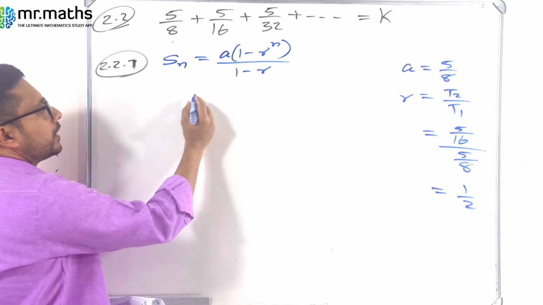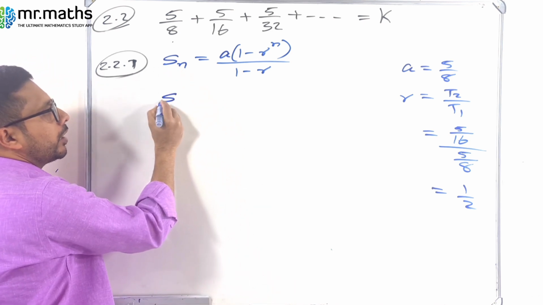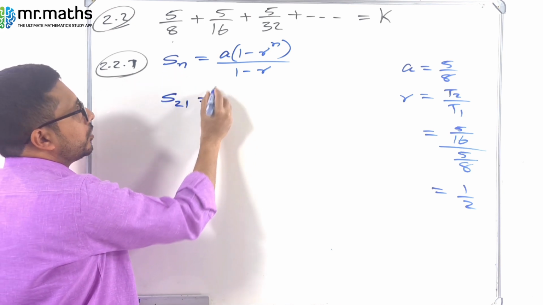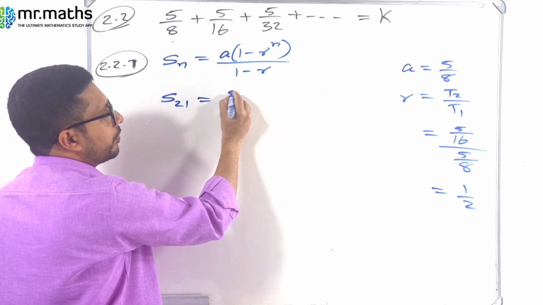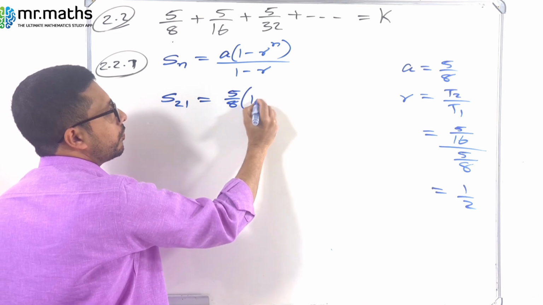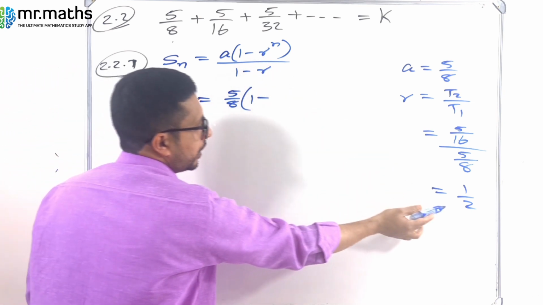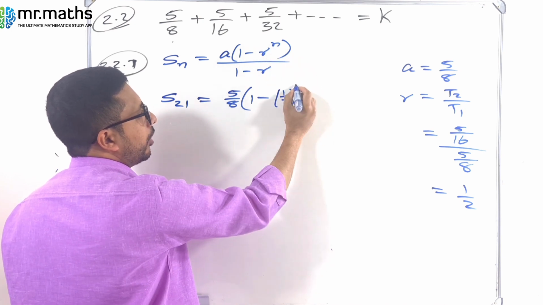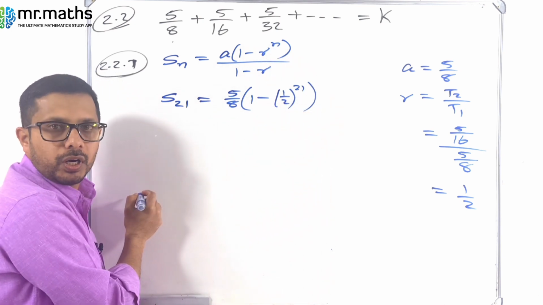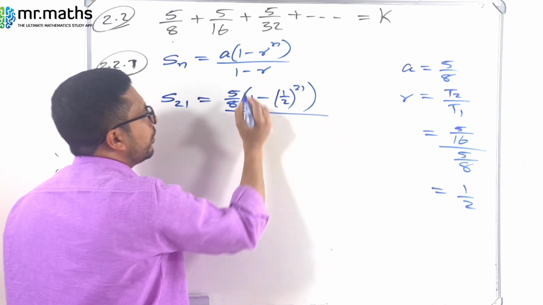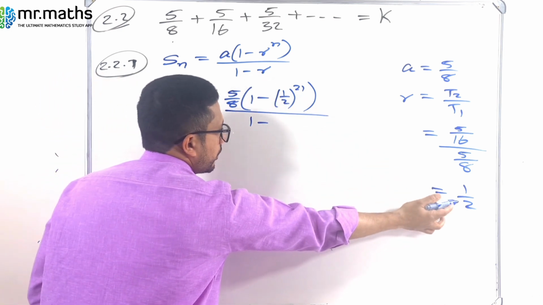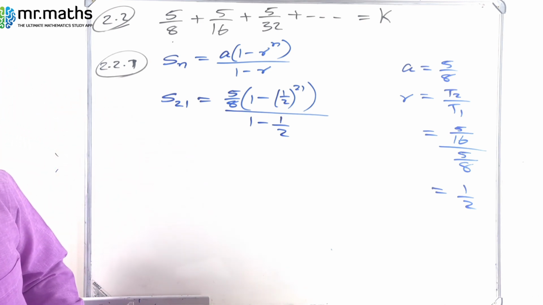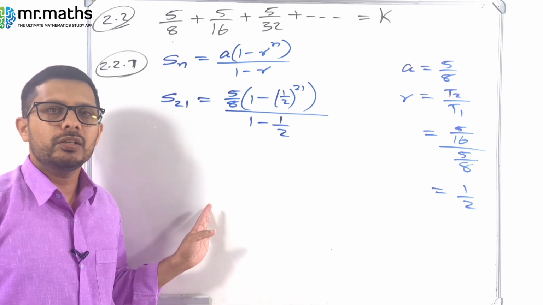You will get the same answer. So now we can substitute. How many terms are there? 21 terms, so the value of n is 21. S21 is equal to a, what is the first term? 5 over 8, into 1 minus r. What is r? We got 1 over 2, raised to n. How many terms are there? 21 terms, divided by 1 minus r. What is the value of r? It is 1 over 2. You understand? I'm just substituting the values.